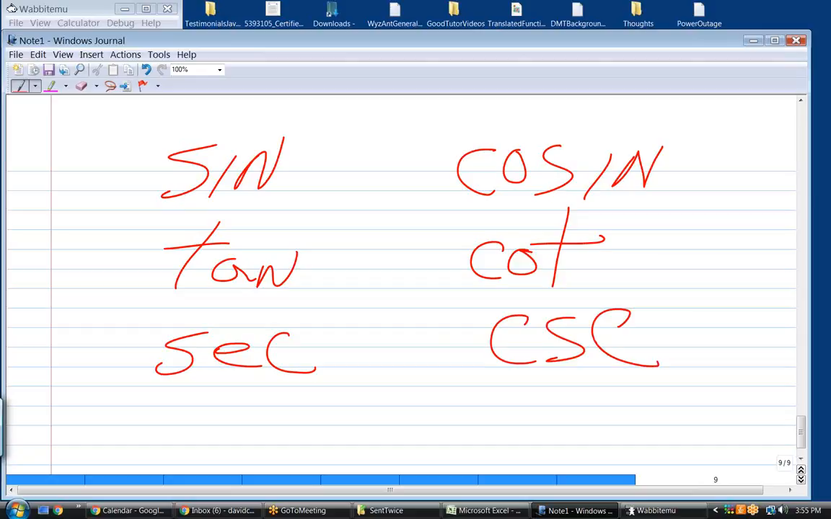And cofunction properties are different. We haven't even talked about those yet. But the only reason I bring this up is don't mistake this for the reciprocal relationships. In other words, these also have exactly one co in them. There's the co there, there's the co there, and there's the co there. But they're nothing like the reciprocal. The only one that's the same is tangent. The cofunction of tangent is cotangent, and the reciprocal of tangent is cotangent.